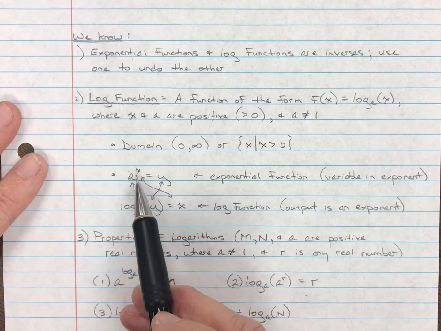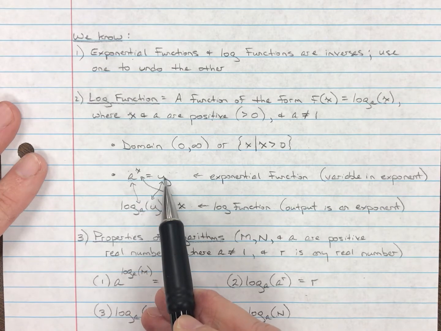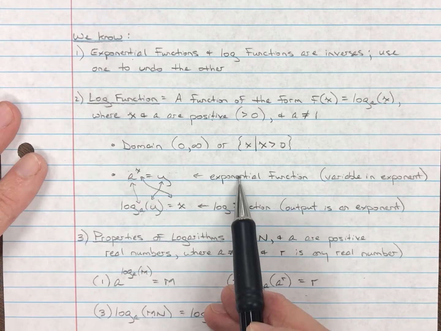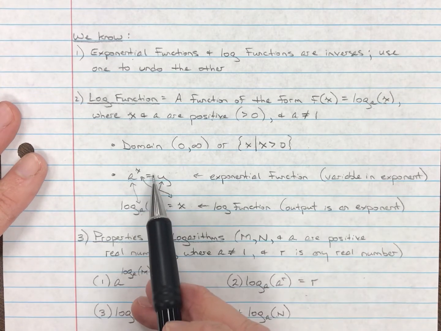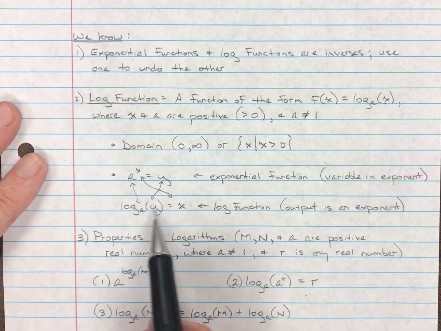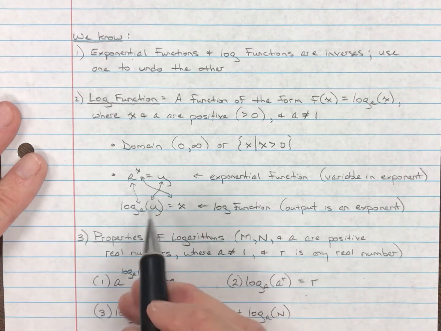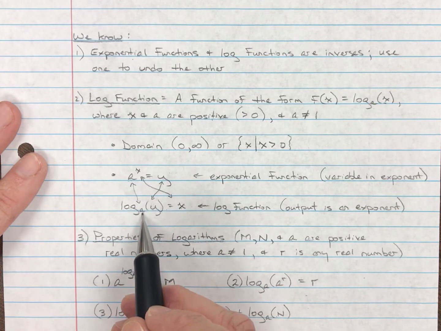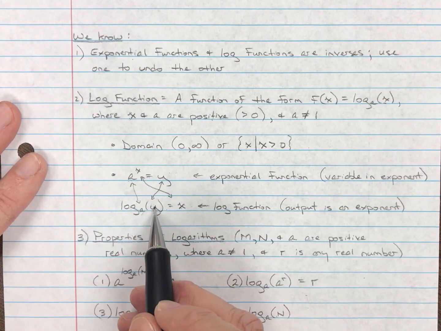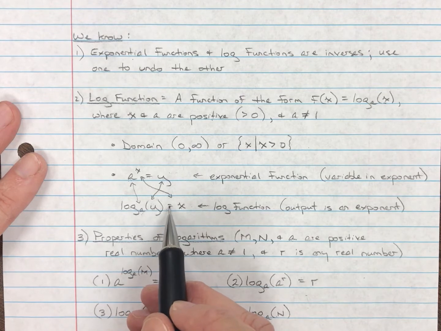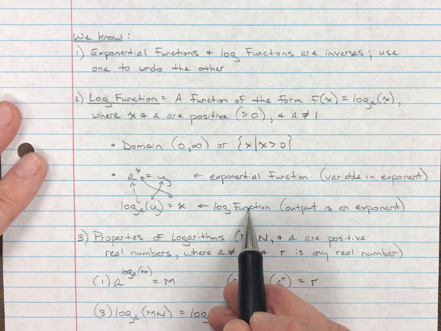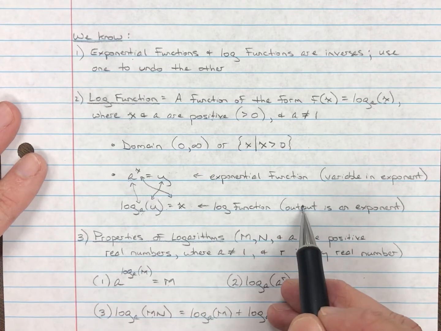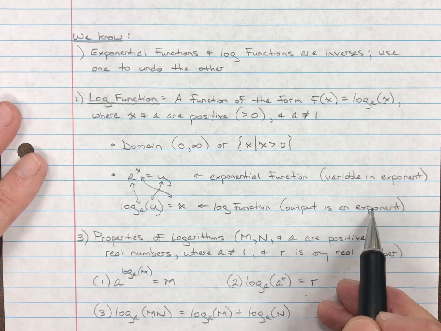An exponential function, a to the x is equal to y. As a reminder, an exponential function has the variable in the exponent. That can be rewritten as a log function, log base a of y, y being the argument, is equal to the exponent. Again, that's the log function. The output of the log function is an exponent.